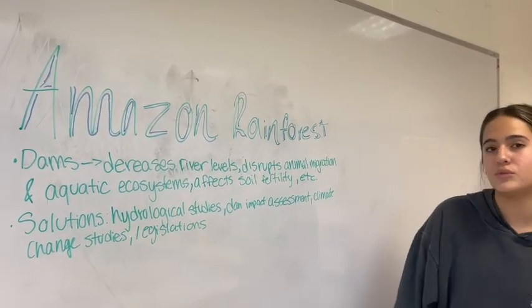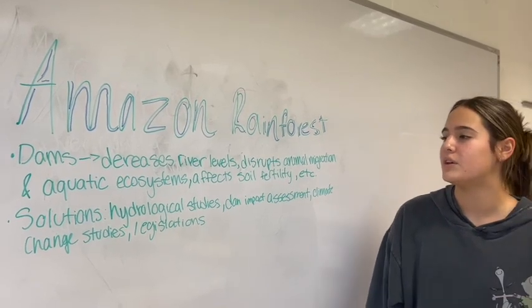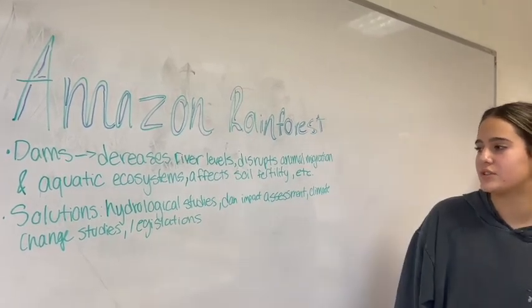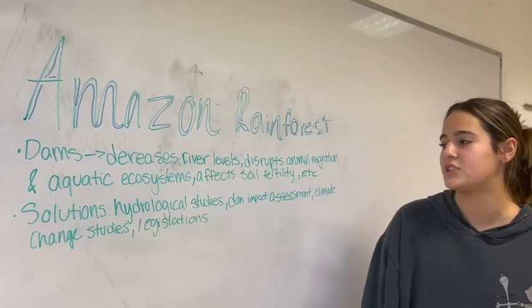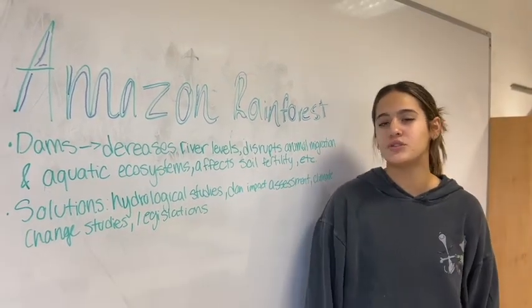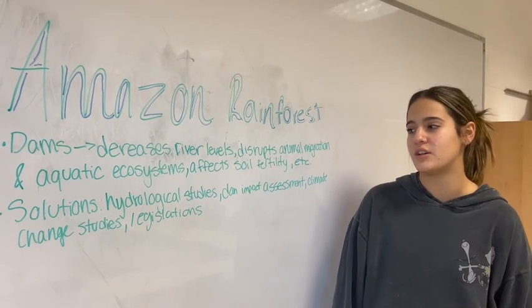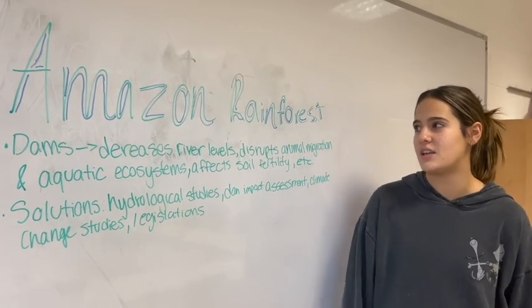And to reduce the effects that these dams have on this biome, we also discussed the sciences that can help with this, which were hydrological studies, dam impact assessment, climate change studies, and legislations. But those sciences, although these solutions were proved to be effective, did come with a few limitations on the country's economic state, ethical state, and social state.